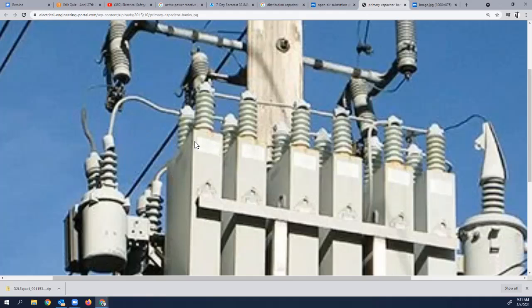If I have 300 kVAR banks, how would I need to wire them?